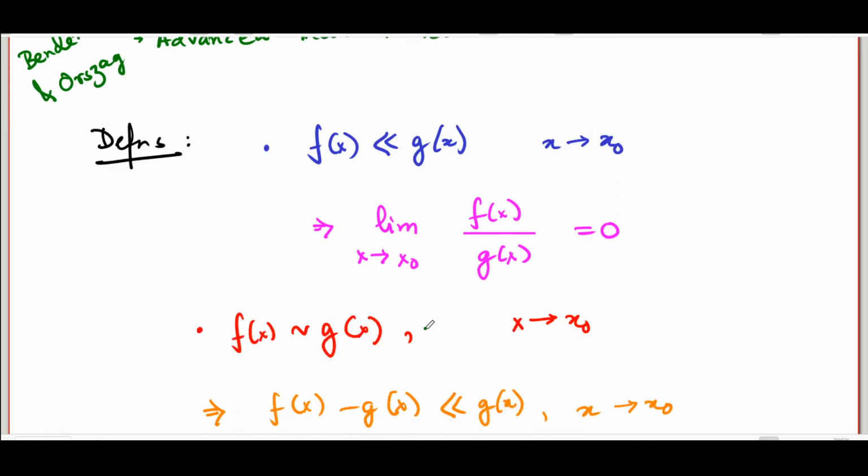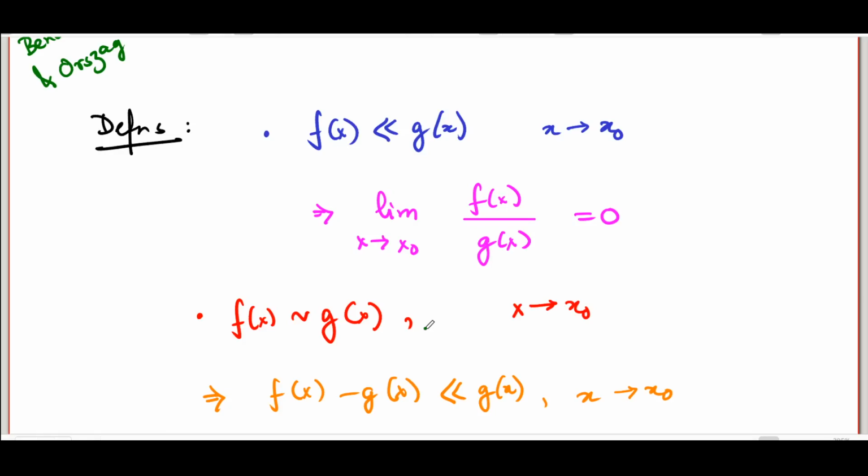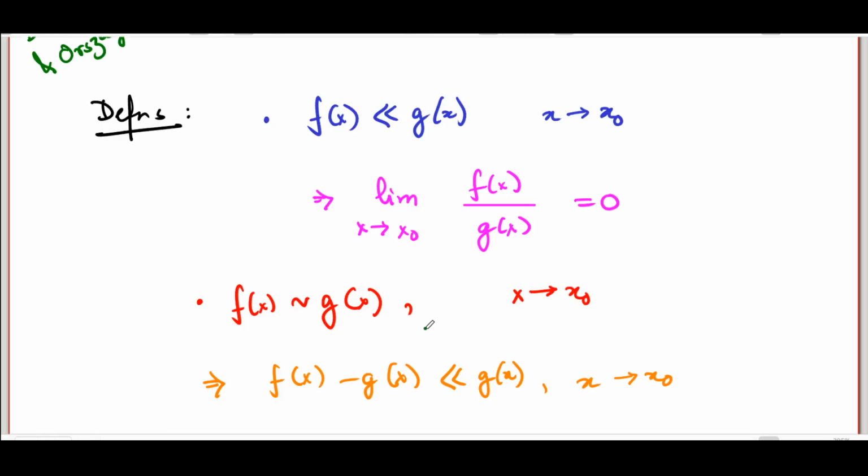You say two functions f of x and g of x are asymptotic to each other as x goes to x0 if the difference between the two, f(x) minus g(x) or g(x) minus f(x), it doesn't really matter which one, is negligible compared to g of x as x goes to x0. So you say two functions are asymptotic if their difference is negligible with respect to any one of them. You could have used g of x on the left hand side here or f of x. You should be able to convince yourselves that would make no difference to the final result.